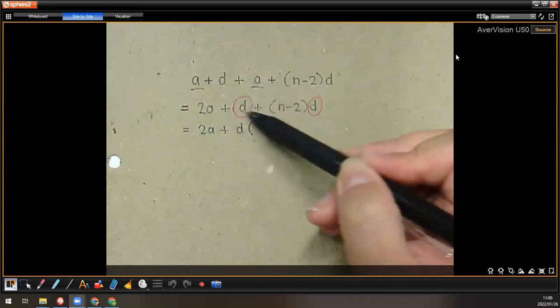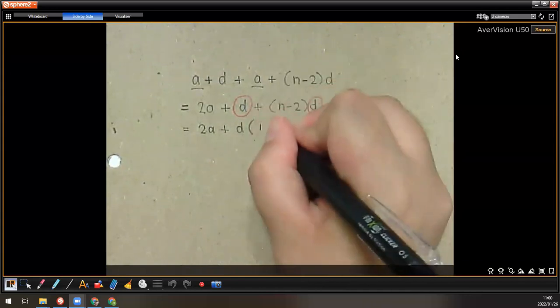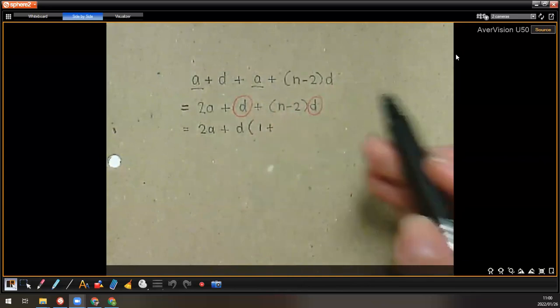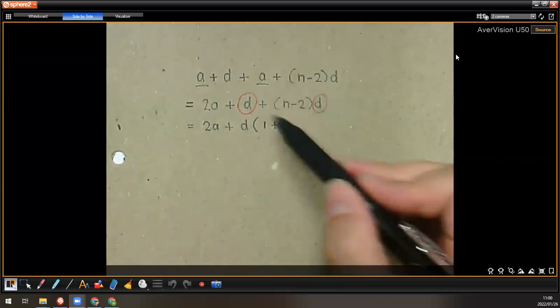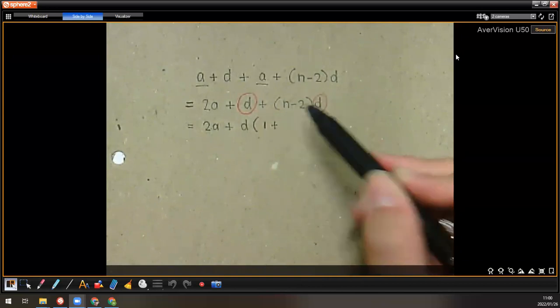Now, if I take this term d divided by d, that is 1. Then the next term is positive, so I'm going to put a plus there. If I take this whole term and I divide it by d, the d's will cancel out. I will be left with n minus 2.